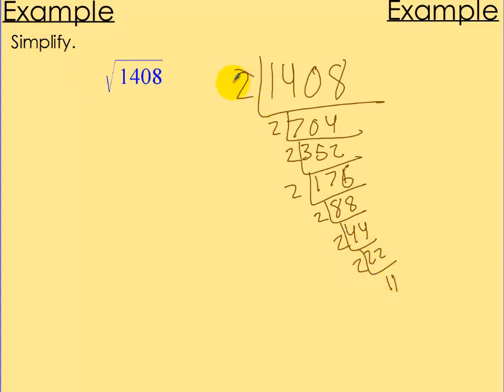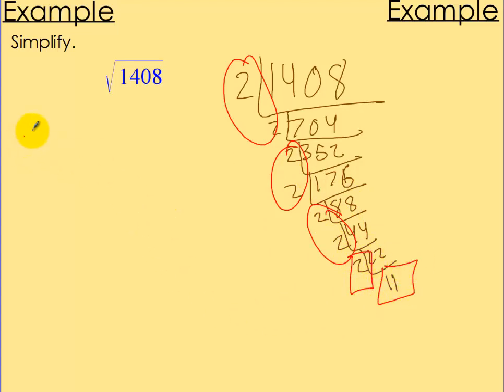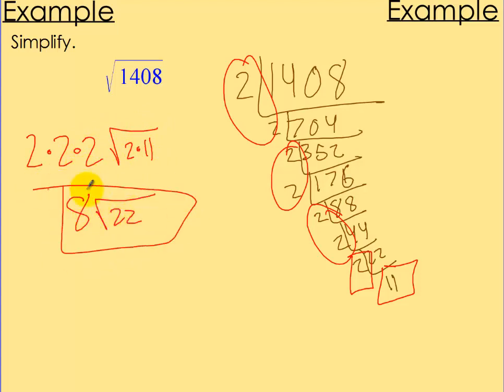So I'm going to circle my pairs. Let's do that in a different color. I'll undo those. Circle my pair, my pair, my pair. Okay, this 2 doesn't have a friend, and this 11 doesn't have a friend. So I have 3 pairs of 2's on the outside, so 2 times 2 times 2. And then I have the square root of 2 times 11. So that becomes 2 times 2 times 2 is 8. 2 times 11 is 22. 8 radical 22. And that's my simplified form. That's it.